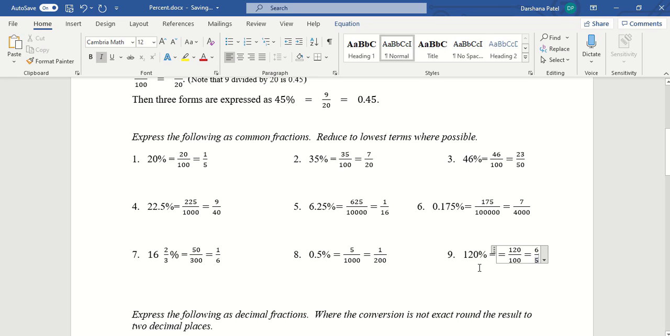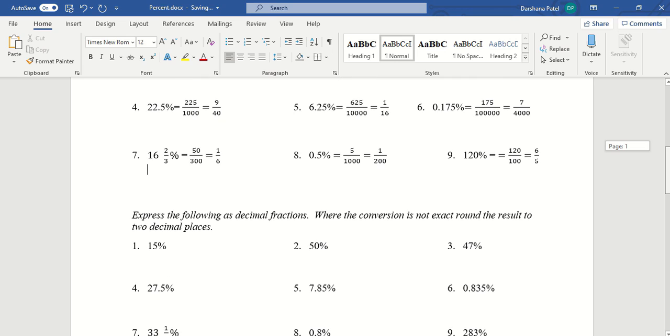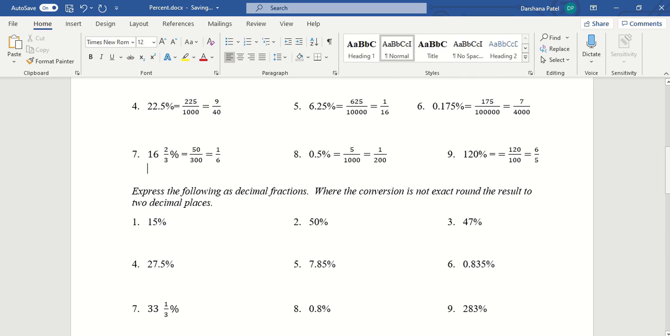Okay, that is to convert percentages into fractions. Now what if you want to convert into decimal fractions, meaning into decimals? So if we are converting this into decimals, instead of using the fraction key in our calculator, we can use the division key, or basically you're moving your number 2 decimal places to the left. So this will be 0.15, this will be 0.50 or 0.5, 47 divided by 100 will be 0.47.